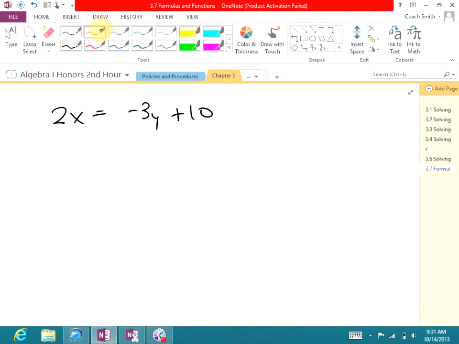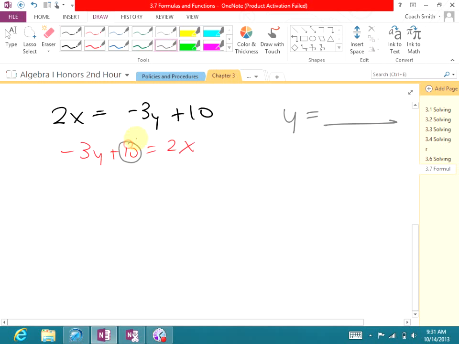First things first, I'm going to rewrite this as that. It's the same exact problem. Okay? Because in other words, the form always needs to be y equal something. Okay? Now, I'm going to take this over here. That gives me negative 3y equal 2x plus negative 10.